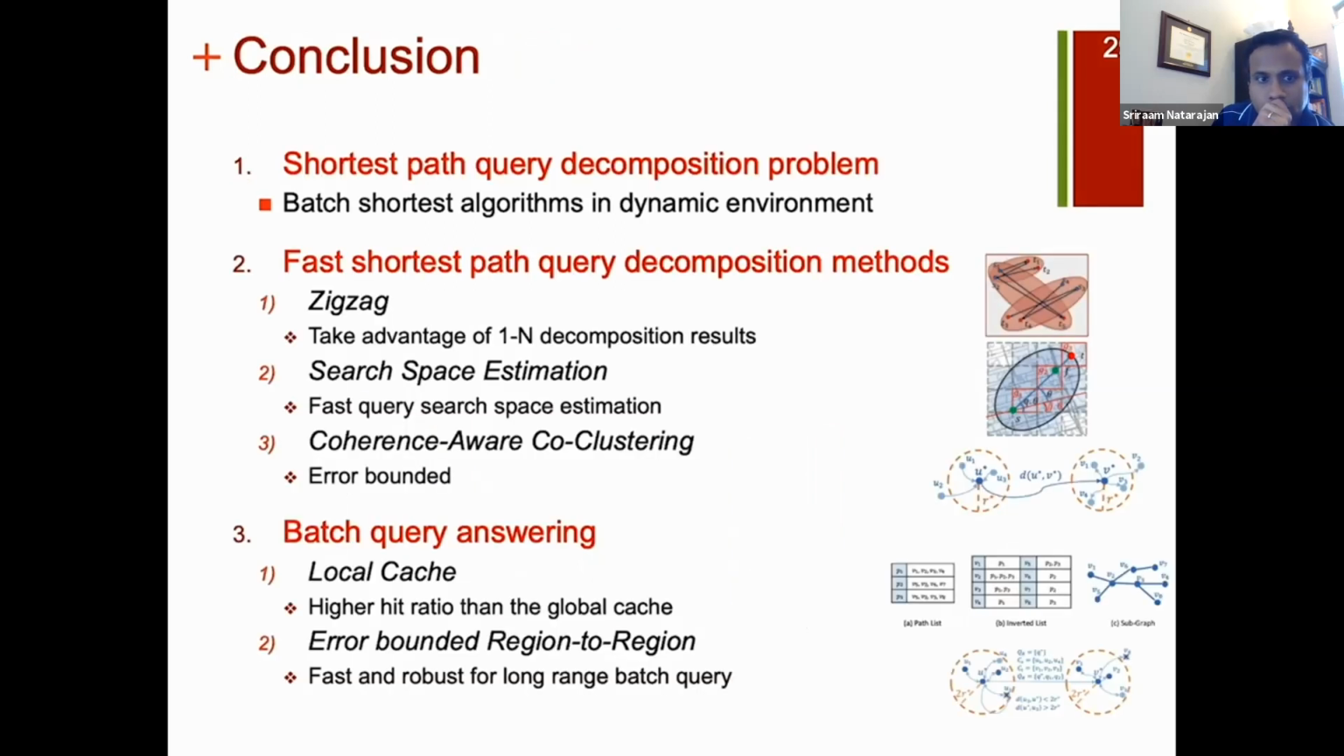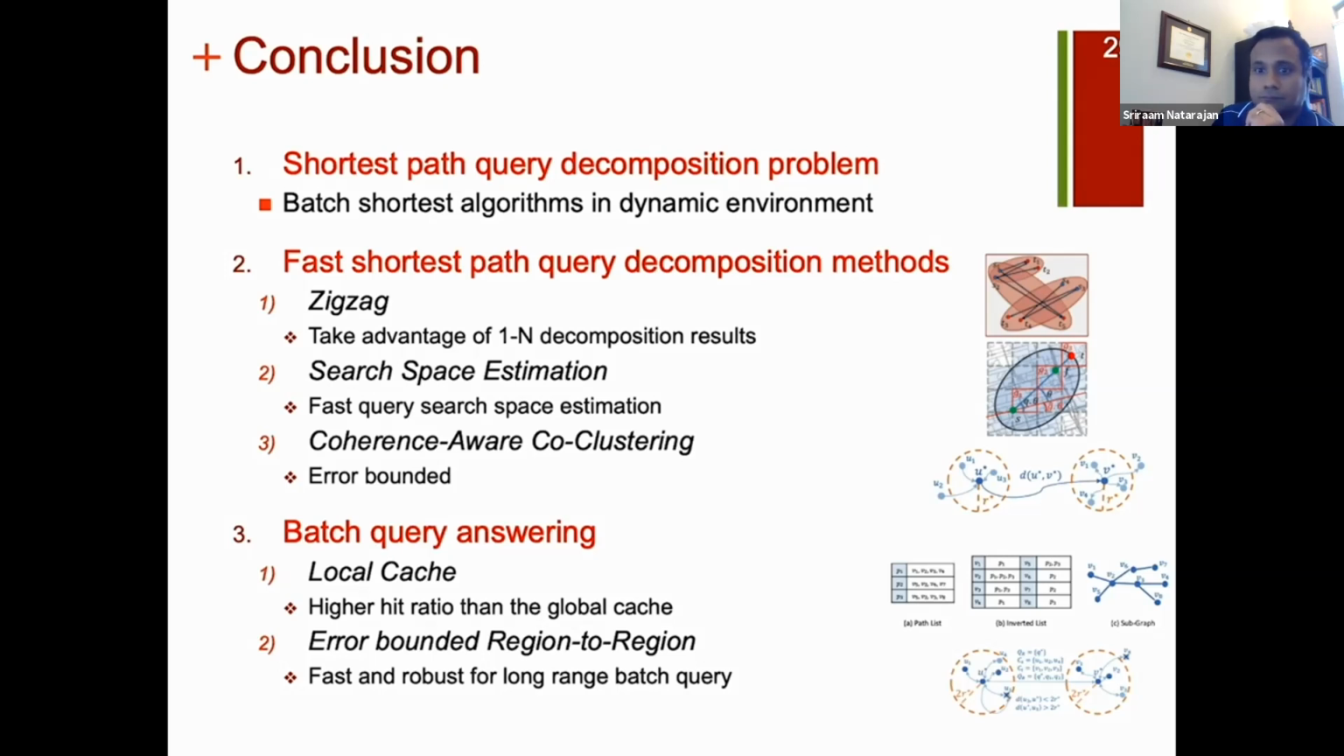In conclusion, this paper works on the shortest path query decomposition problem, and we propose a batch shortest path algorithm in a dynamic environment. First, we have three fast shortest path query decomposition methods. The first one, Zigzag, takes advantage of the one-to-one decomposition result. The second one, search space estimation, can decompose the query set very fast based on the search space estimation. And the third one, Coherence-Aware co-clustering, decomposes the queries with an error bound.